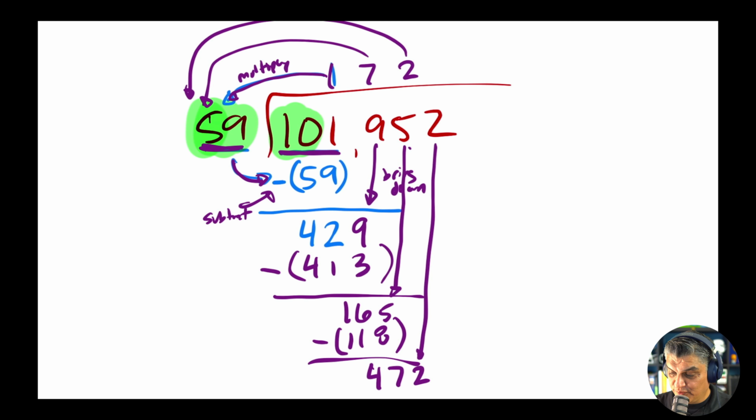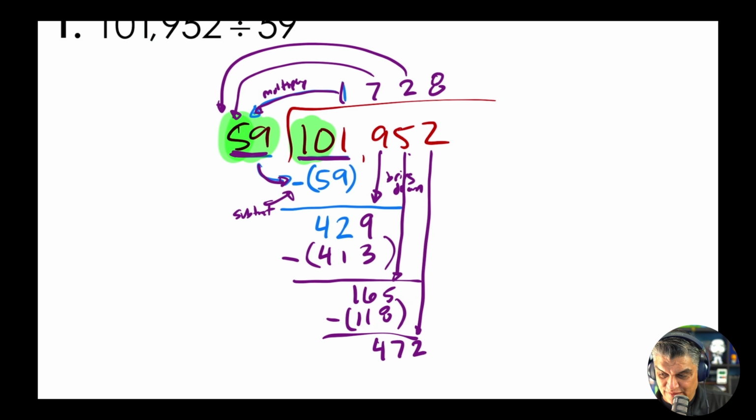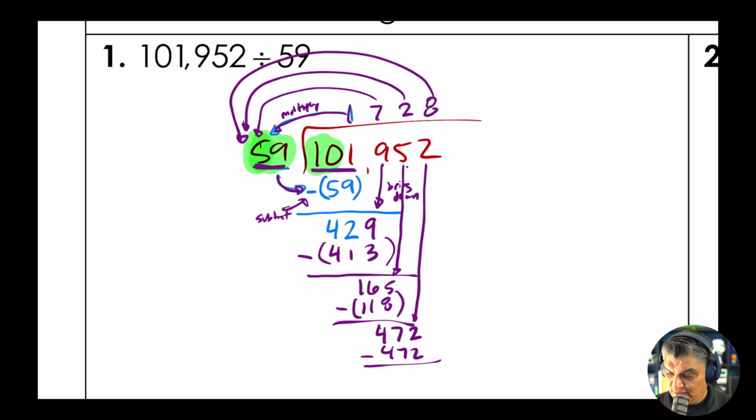I think, let's try 8. 59 times 8. And we get 472. Yes. So we put 8 here. We multiply by 59 and we get 472. We subtract and we get 0. And so my answer, or my quotient, is 1728.